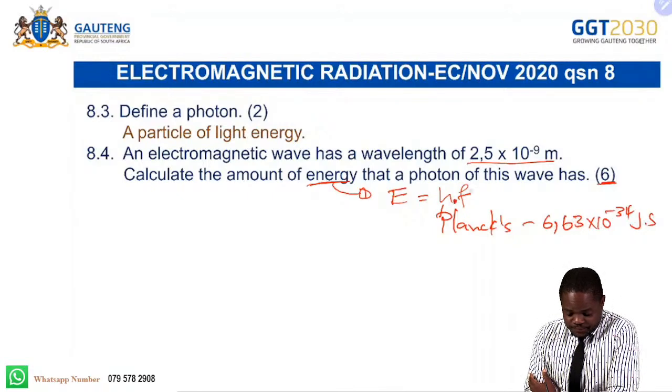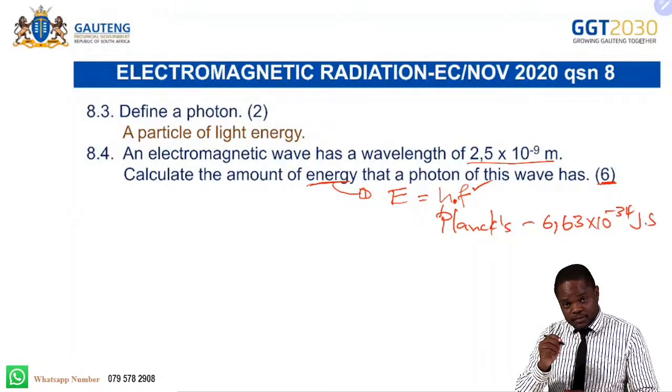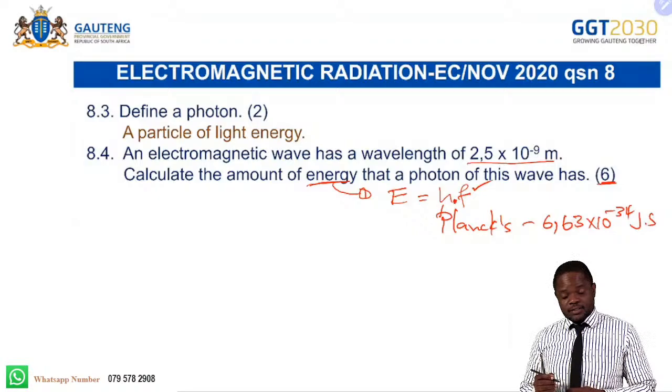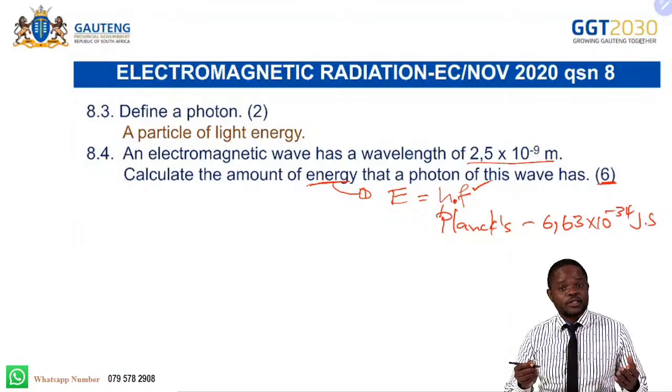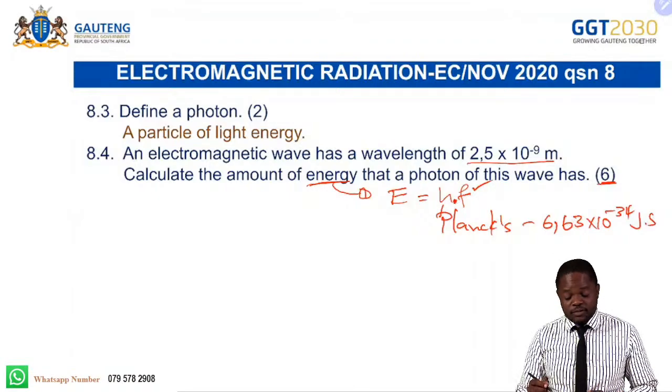And F is the frequency. This is the formula you should be having to calculate energy, isn't it? Then you look at the data that you're given in your question. Are you given the frequency? No, you're actually given the wavelength.